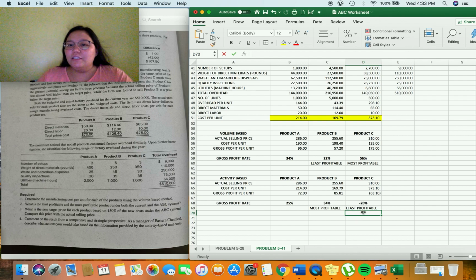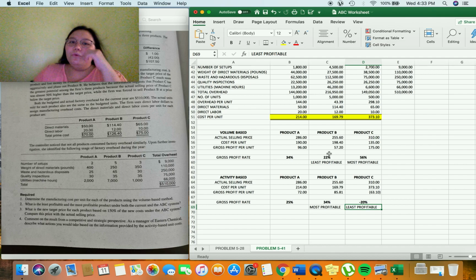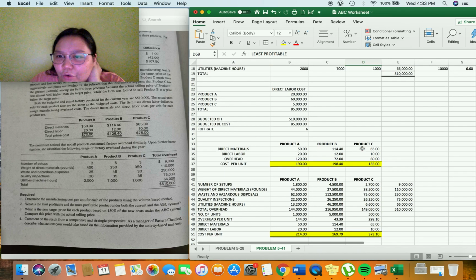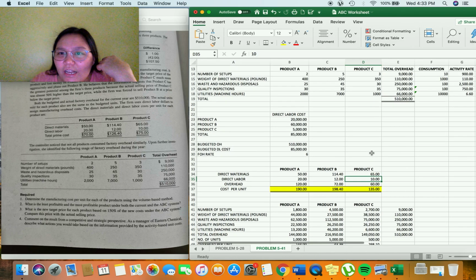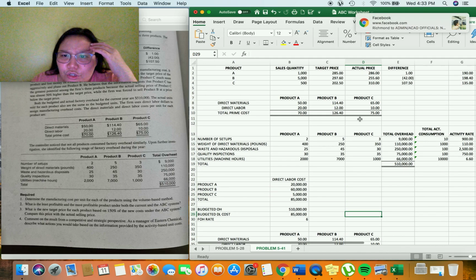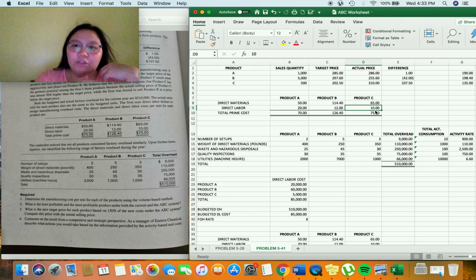Okay? So, bakit siya naging least profitable? Ano nangyari? Kasi kanina, since we are only using a single application rate, diba, or a single basis for applying overhead, ang nangyari dyan is that dahil maliit lang yung direct labor cost. Ito yan, diba? Maliit kasi yung direct labor cost for product C. It follows na maliit lang din yung na-allocate na overhead sa kanya. Kasi nga, yung direct labor cost lang yung basis mo.